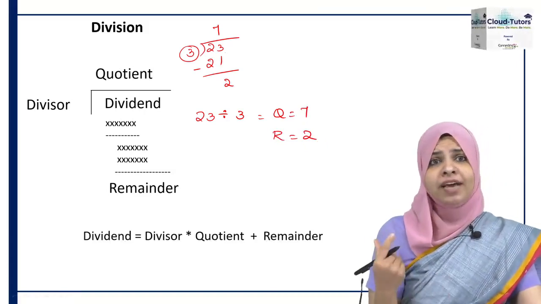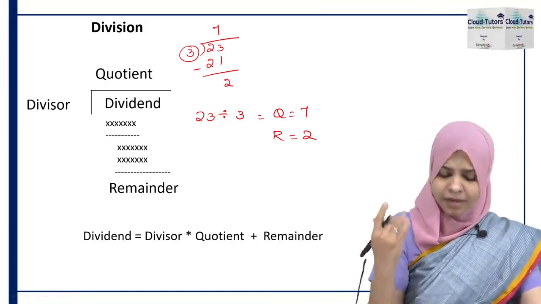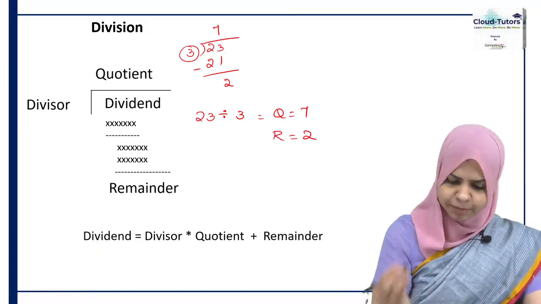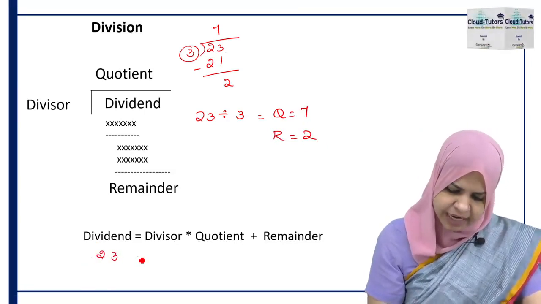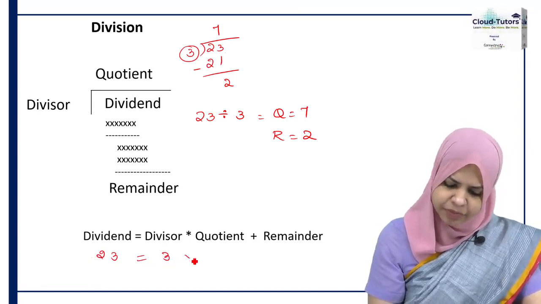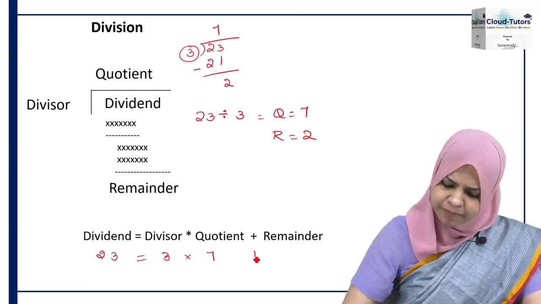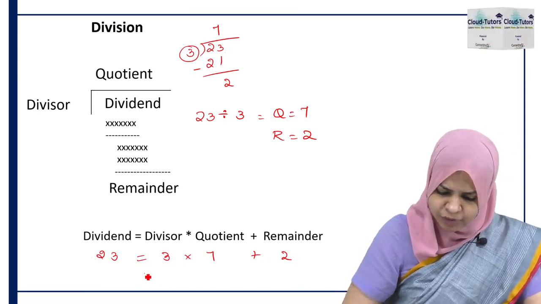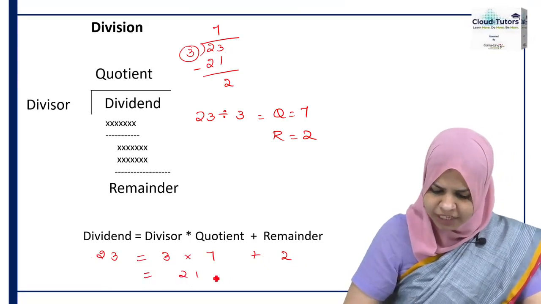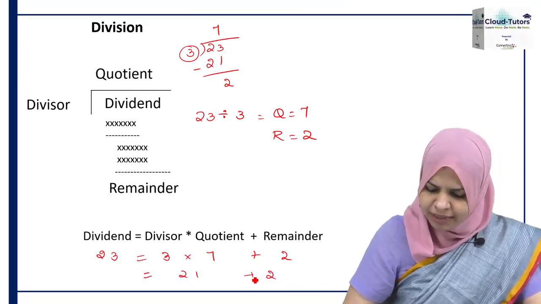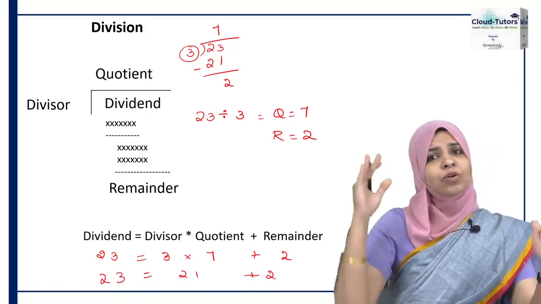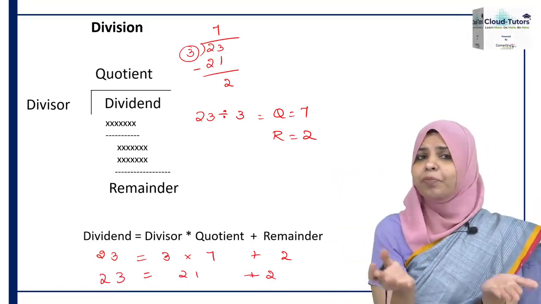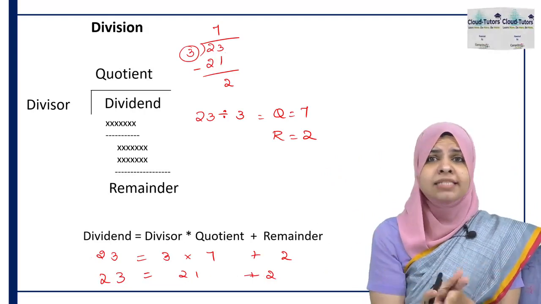Now, how do I verify this? Remember, in this particular example, what is dividend? Dividend is 23. And what is my divisor? 3. Into quotient is 7 plus remainder is 2. So what is 7 into 3? 21 plus 2 will give me 23, right? So here LHS is equal to RHS. We have seen this, right? So this is the basic of division.